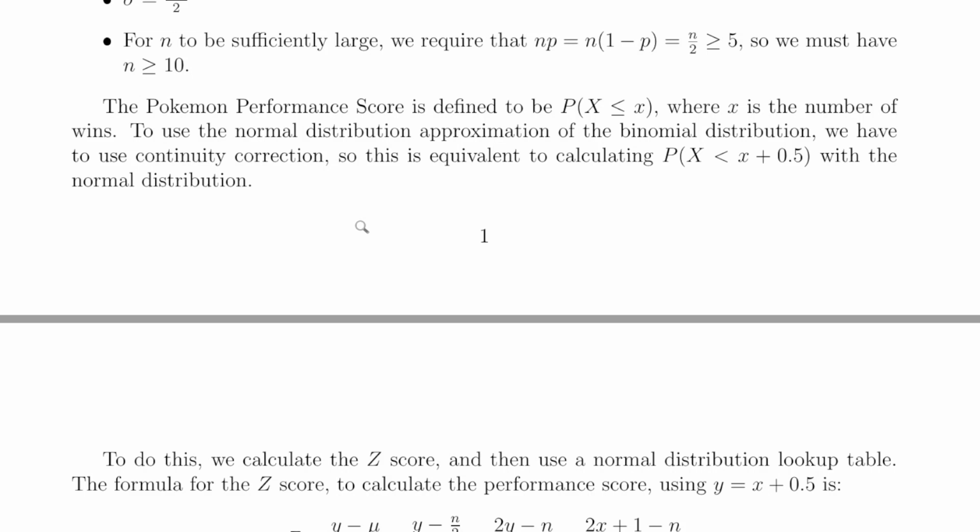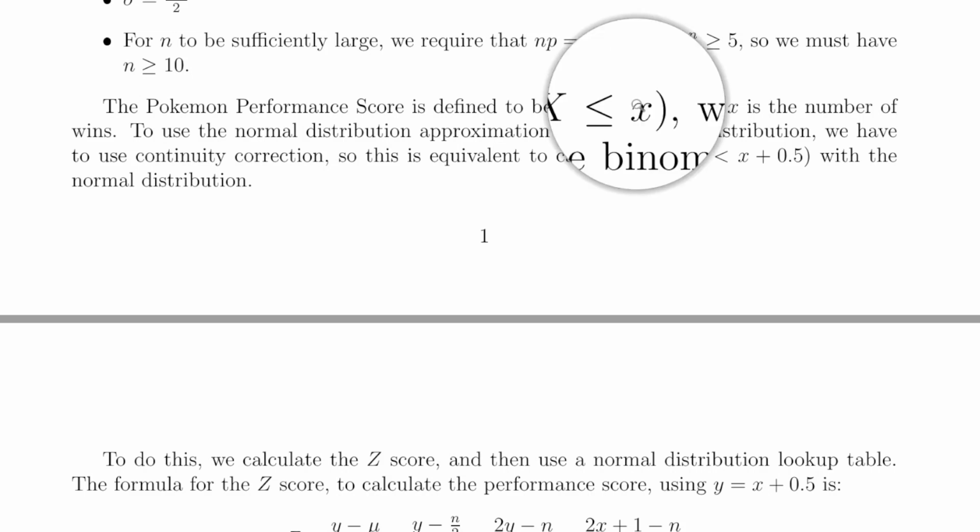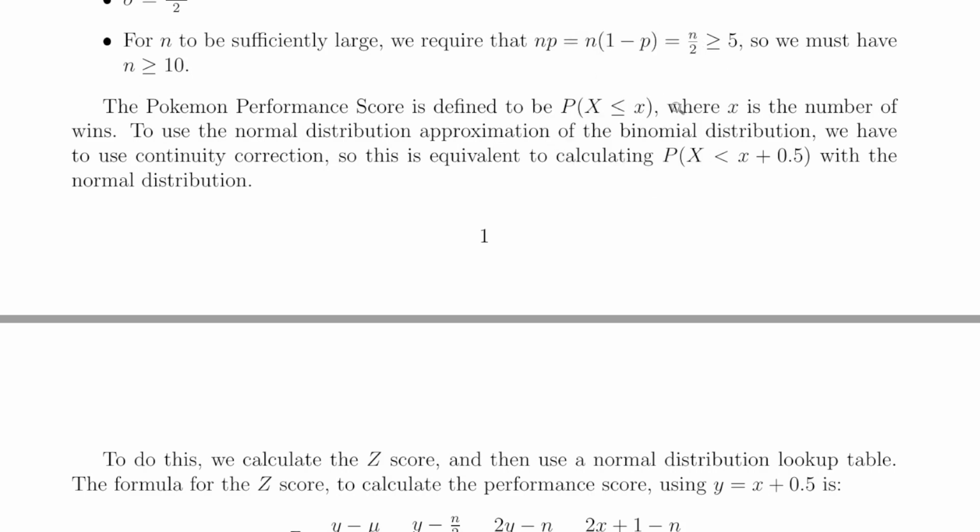The Pokemon performance score, as I called it, how cute, is defined to be the probability that your sampled X is less than or equal to the actual number of wins X.